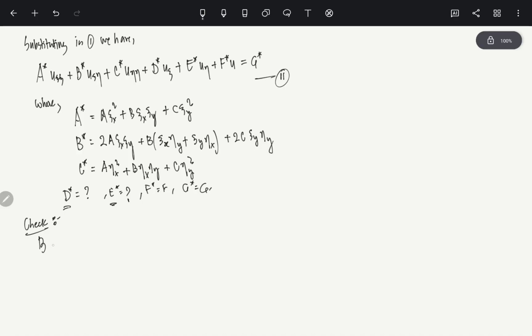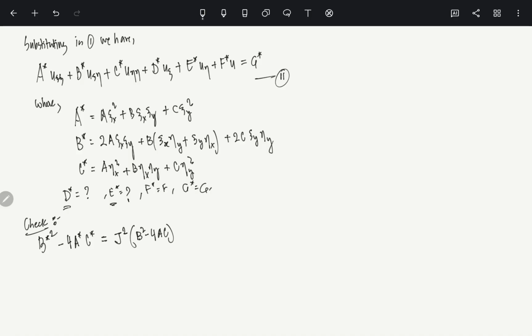So you see, b star square minus 4 a star c star. If you just calculate this thing, that will be nothing but the square of the Jacobian matrix times b square minus 4ac. Yes, you can easily verify this thing, absolutely no issues. It's just a little bit of calculation, but this is always true and you can easily find it.